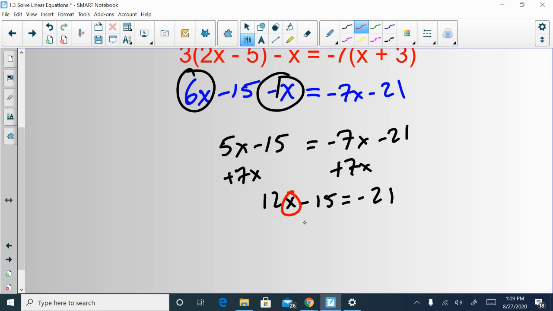Here's the x we're trying to solve for. Add 15 here to get rid of it. If you do it to one side, you have to do it to the other side. 12x is equal to negative 6. So x is equal to negative 1/2.